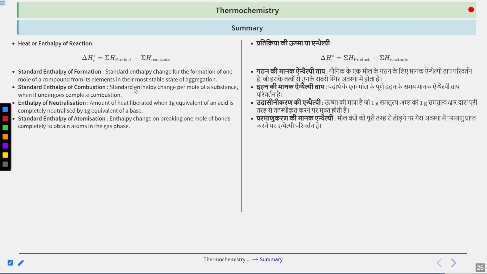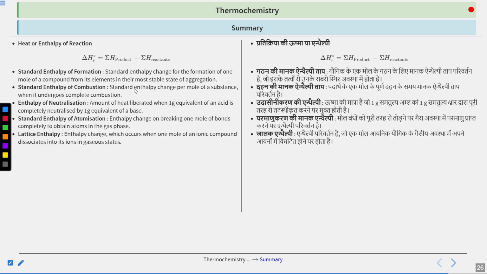After that, we have standard enthalpy of atomization, in which the change is on breaking 1 mole of a bond completely to give atoms in the gas phase. So what we do, we break 1 mole of a bond and we convert it to the gas phase. Then the enthalpy related to that is called standard enthalpy of atomization.